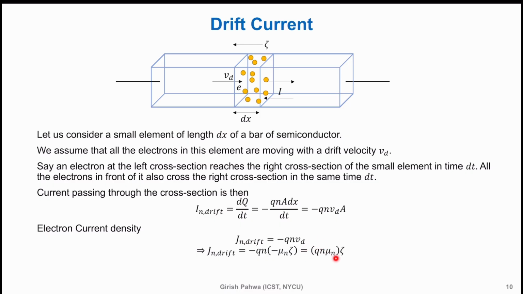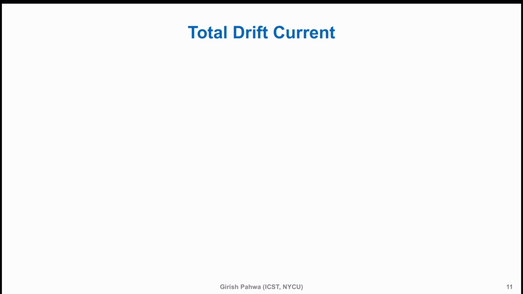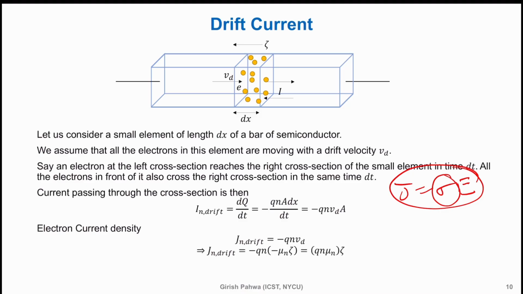What is this thing, by the way? Does it look familiar? J is proportional to electric field. J equals sigma E. Remember this? This is Ohm's law. Current density equals conductivity times electric field. So this thing that you see in the bracket is nothing but the conductivity.